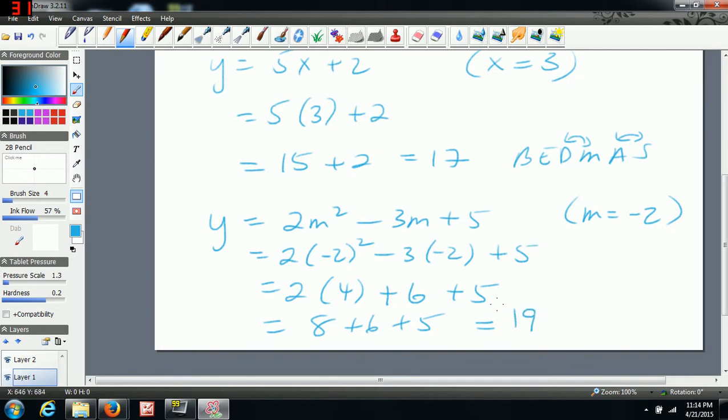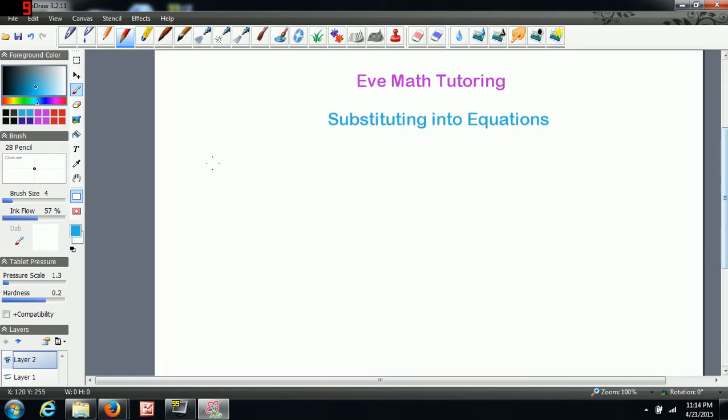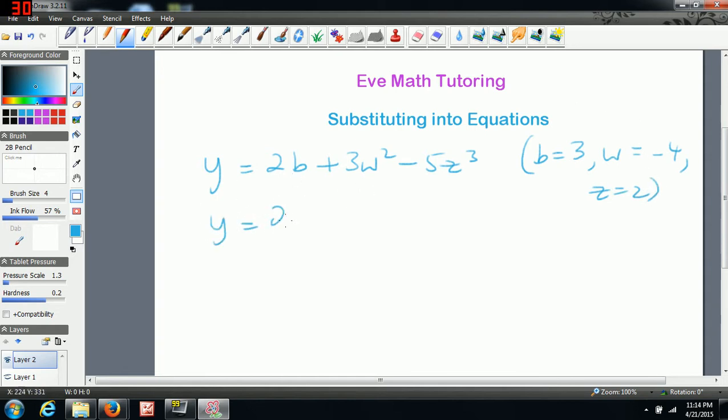Okay? So we can do another example. Say we were given the equation y equals 2b plus 3w squared minus 5z cubed. We were asked to solve for b equals 3, w equals -4, and z equals 2. So you just plug the values in.